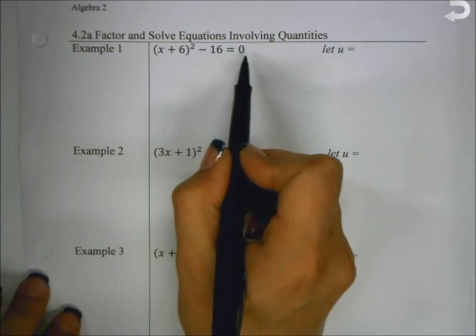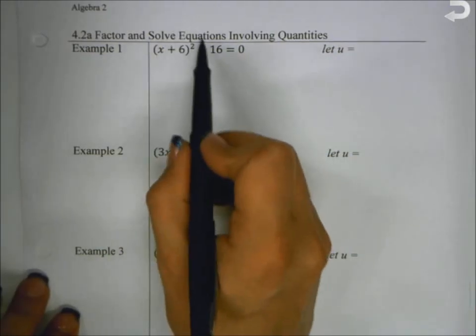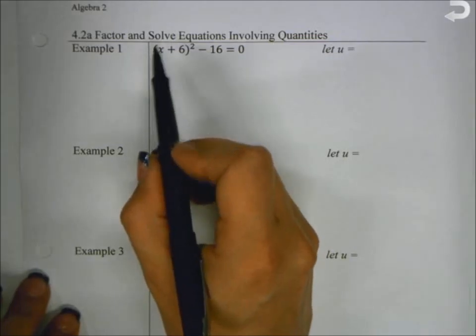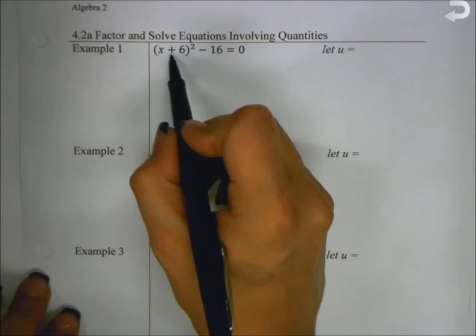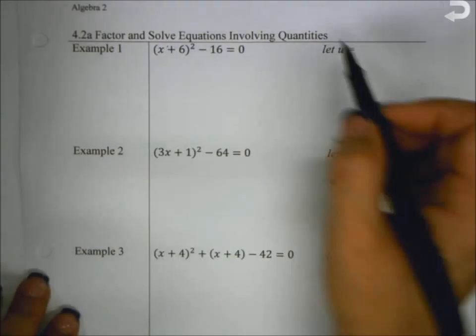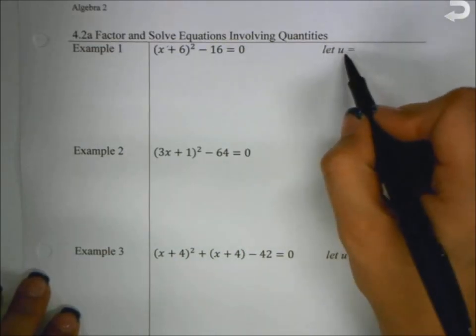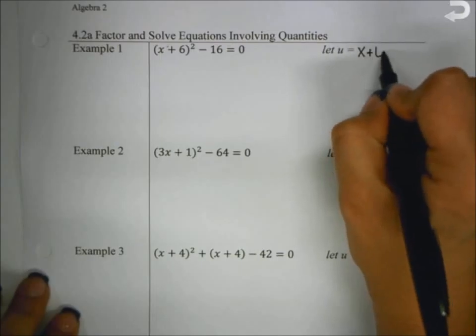So I have this quantity right here. Now I'm not going to distribute the exponent. Why can't I distribute the exponent? Because there's a plus in the middle. So we have to substitute. So what is u going to equal? Very good, x plus 6. So we let u equal x plus 6.